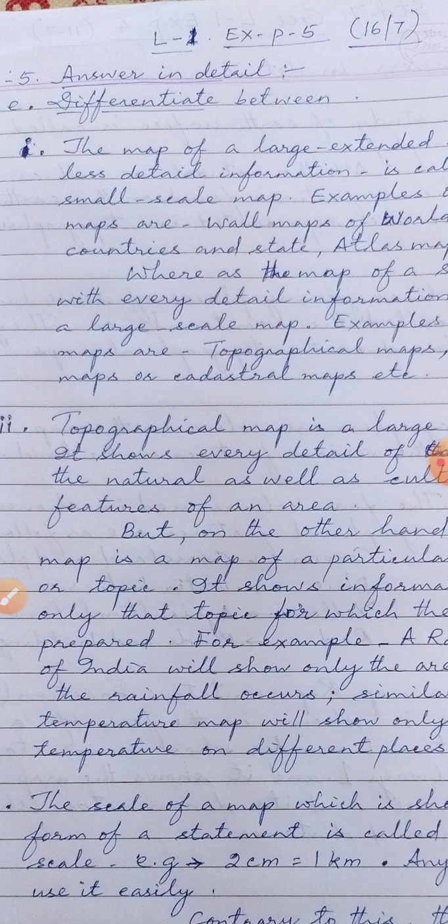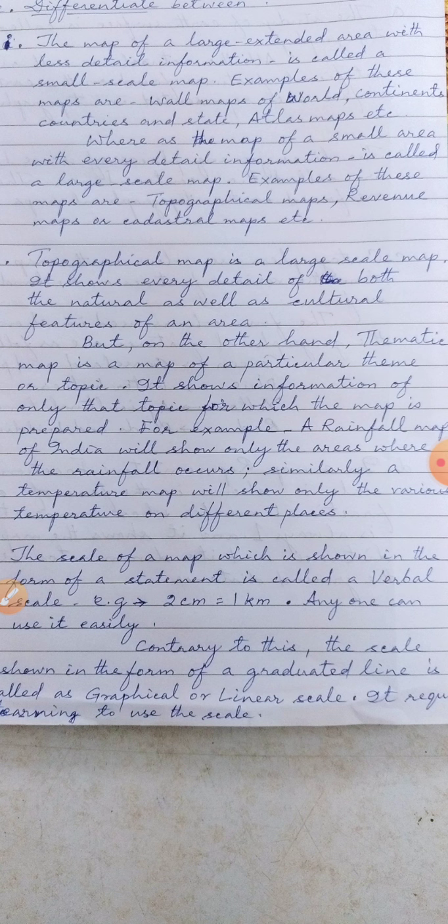Okay, now look at this second question, topographical and thematic map. What is the difference? I have written here, please see here carefully. Topographical map is a large scale map. It shows every detail of both natural as well as cultural features of an area. So you can understand natural features means your hills, rivers, valleys, plateau, everything, and cultural features means your road, buildings, everything. All these whatever man-made things are called the cultural features.